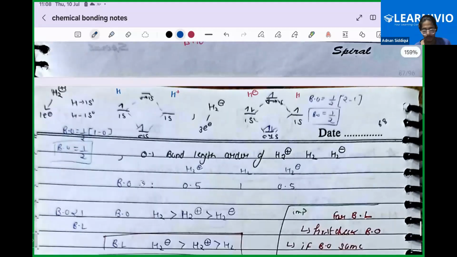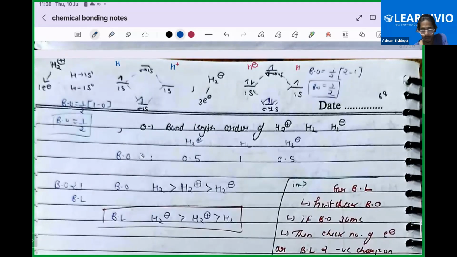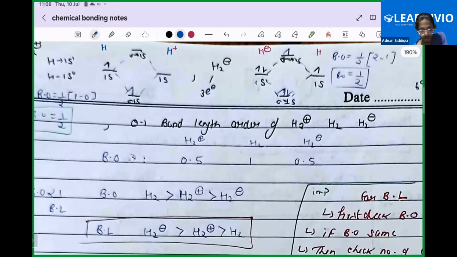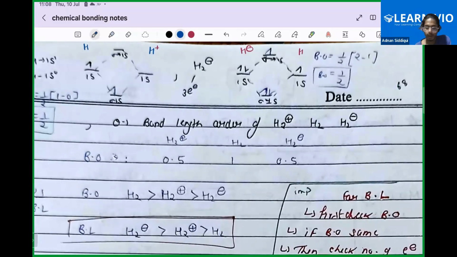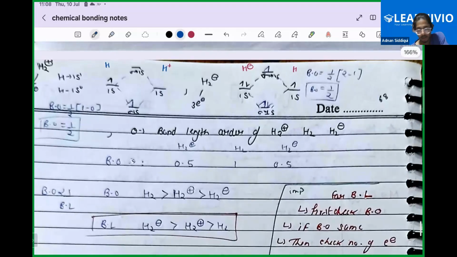What else can we do? If you compare the bond order, the question was the bond length order of H2, H2 plus and H2 negative. You have to tell the bond length order. We know that if the bond order is one, that means we have a single bond, right? And a single bond is going to be larger than a half bond. It is obvious.